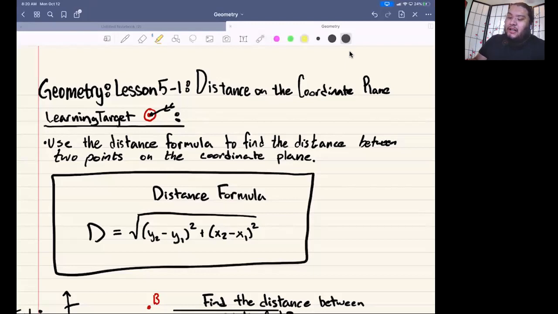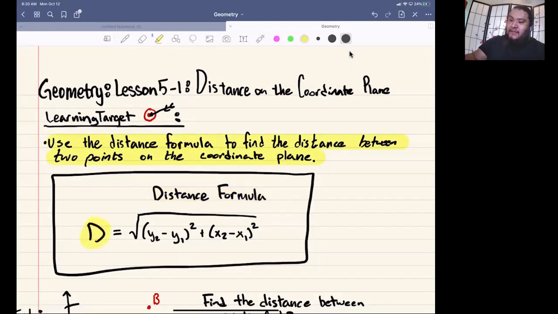Today we're going to be covering geometry lesson 5-1, distance on the coordinate plane. So our learning target today is to use the distance formula to find the distance between 2 points on the coordinate plane. For those of us wondering what the distance formula is, I have written it down right here. The distance formula is this big chunk type thing.